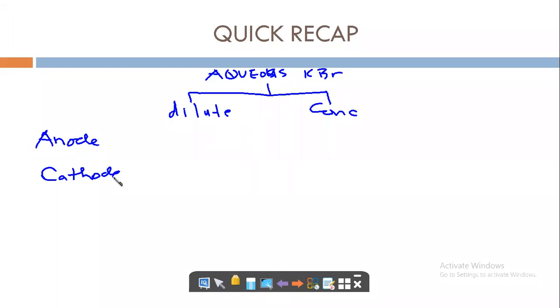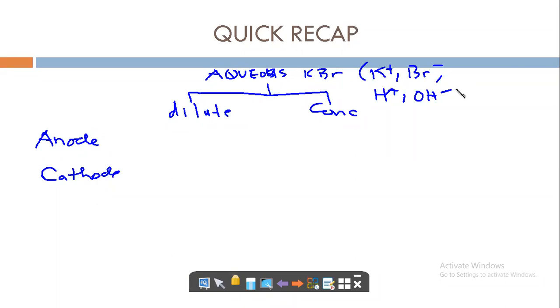So first of all, the keyword here is aqueous. So there are 4 ions involved here. All right. And the ions are, you will have K plus, Br minus, H plus from water, and OH minus. All right. Now, which 2 ions will go to the anode? Let's look at the ions that will go to the anode first.